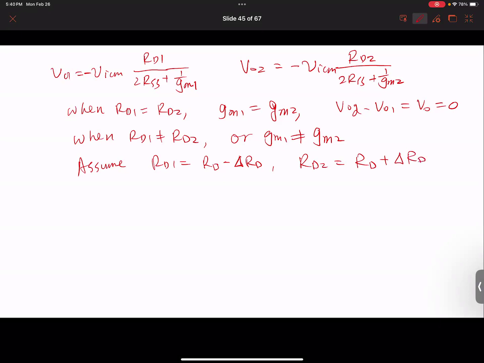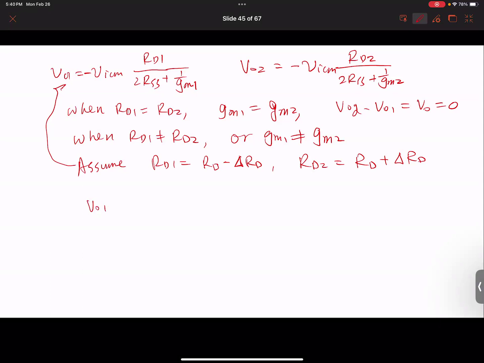So it looks like there's a small difference between these two. One is up, one is down, so the total is 2 times delta RD. One RD goes up by, say, 1 milliohm, the other goes down by 1 milliohm. So we can plug these numbers in to get here.